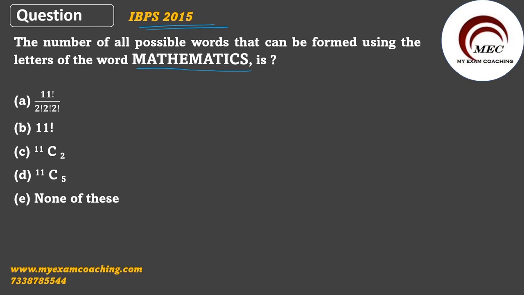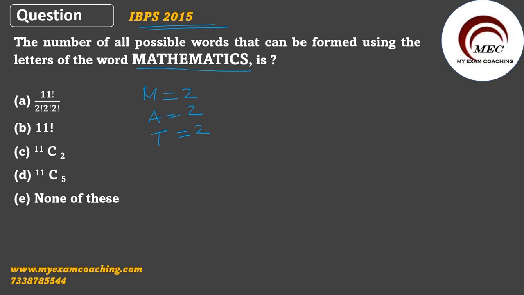The number of all possible words that can be formed using the letters of the word mathematics. Now when you see mathematics, how many times is M repeated? M is repeated 2 times. Letter A is repeated 2 times. T is repeated 2 times. All other letters are only 1 time.